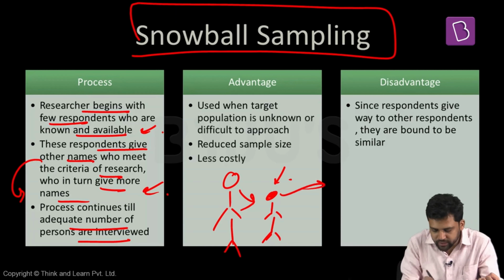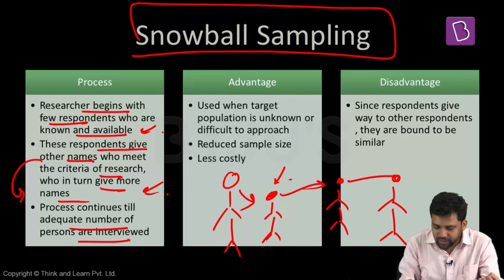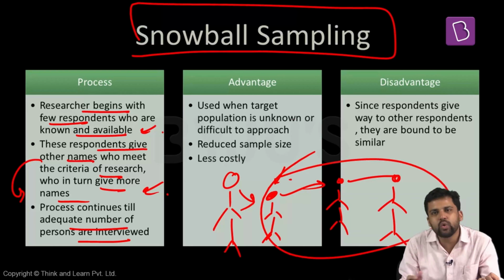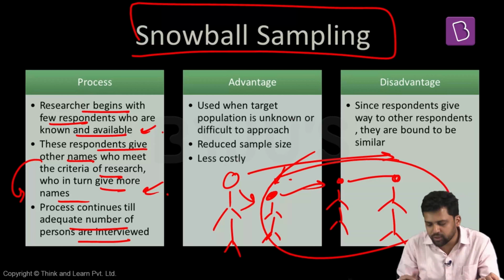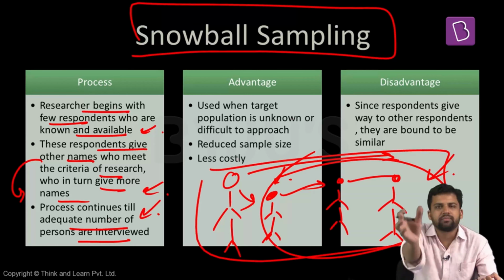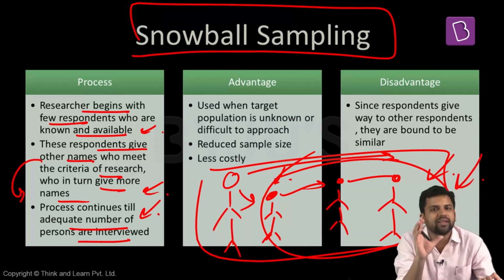Now, this person may direct the researcher to someone else. This person will again direct the researcher to someone else. These are all people relevant to the research topic. So, from one person to another, the researcher gets directed, and keeps on interviewing until a sufficient amount of data is collected, until the research is done. Now, this particular method has its own advantages. It can be used in certain specific scenarios.